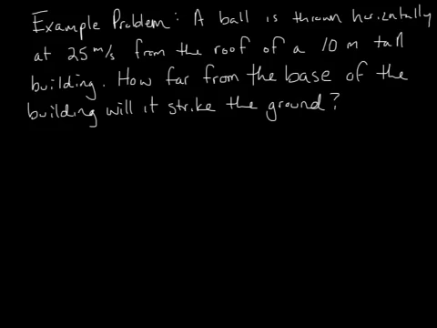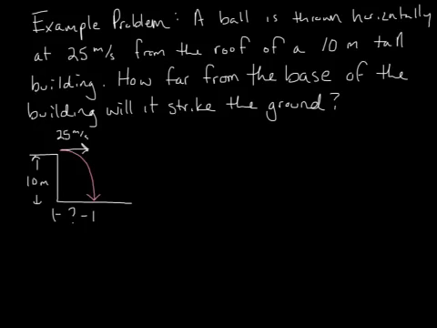So here we have an example problem. A ball is thrown horizontally at 25 meters per second from the roof of a 10-meter tall building. How far from the base of the building will it strike the ground? The first thing I like to do is draw a picture of the problem. And so there we have our picture. We're starting on top of a 10-meter tall building, throwing it out to the right at 25 meters per second. It's going to follow a parabolic path down towards the ground, and we want to know how far from the base of that building it is going to hit the ground.